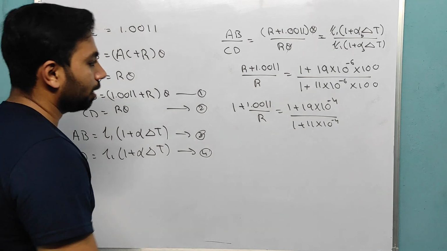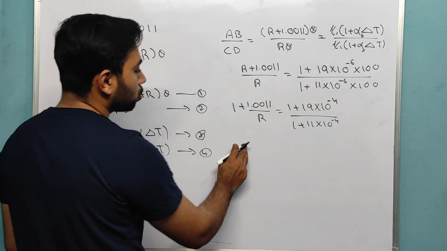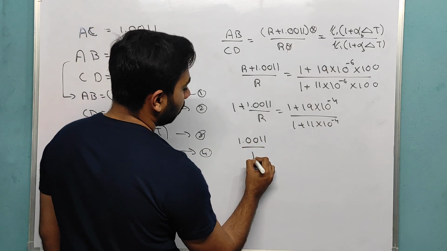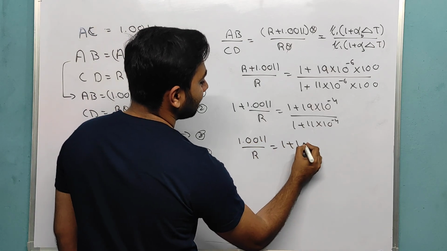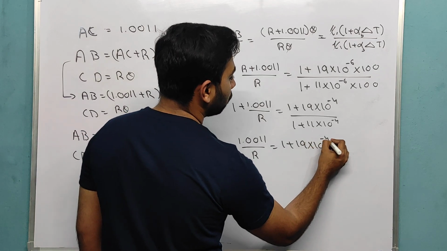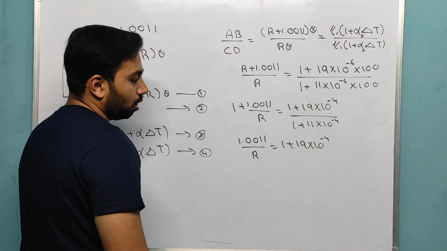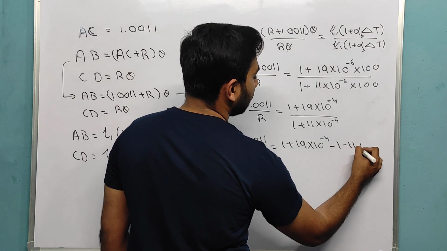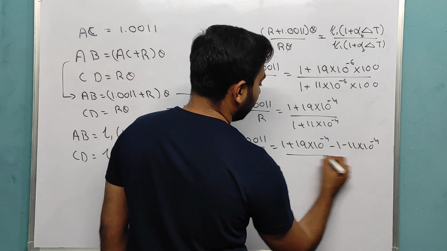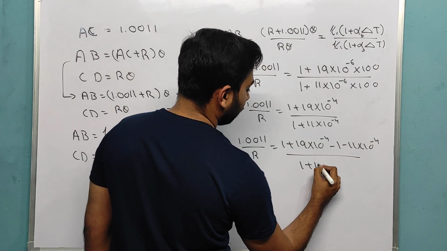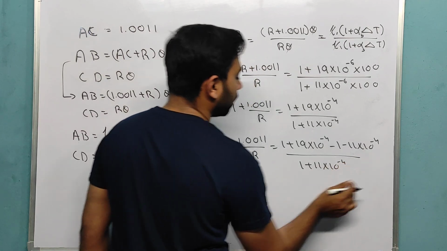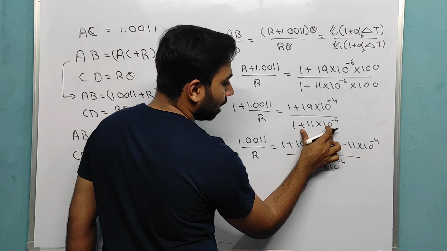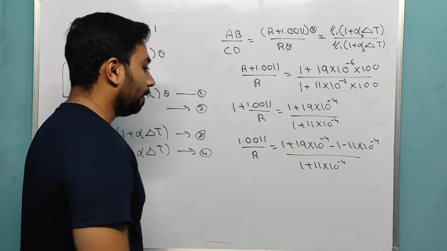We calculate the radius vector. Radius is here only. So what I'll do, I'll just send this to that side. R is equal to 1 plus 19 into 10 to the power of minus 4, then minus of 1 minus 11 into 10 to the power of minus 4, divided by 1 plus 11 into 10 to the power of minus 4. Don't get confused. I just send this to that side. If I send plus 1 to that side, minus 1 will happen, and I multiply this one with that. Okay, now fine.